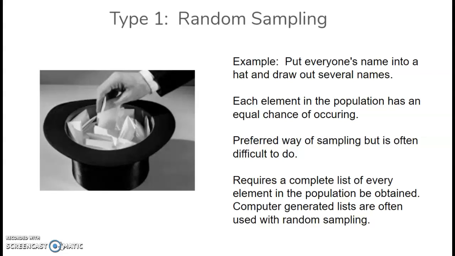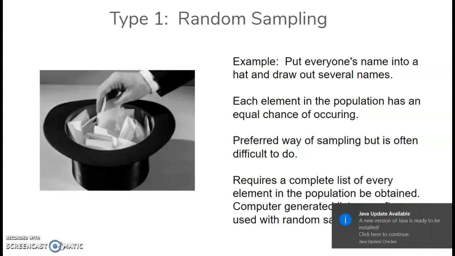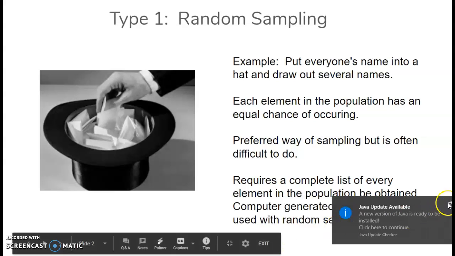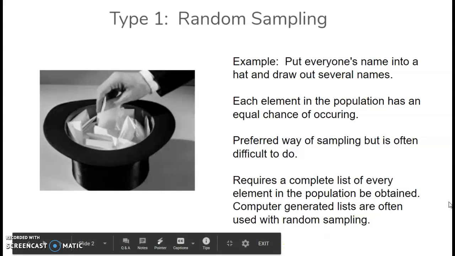Each element in the population, so the population would be the list of names in the hat, everyone in there has an equal chance of getting picked. It requires a complete list of every element in the population, and the computer usually generates the lists. So that's random sampling. This is the best way to sample things if you can do it this way.